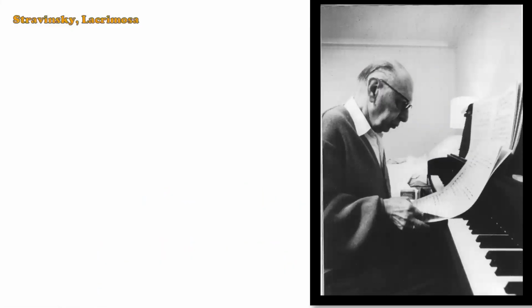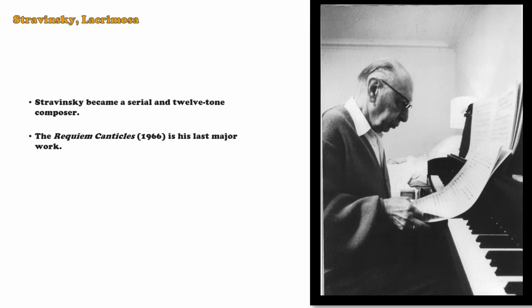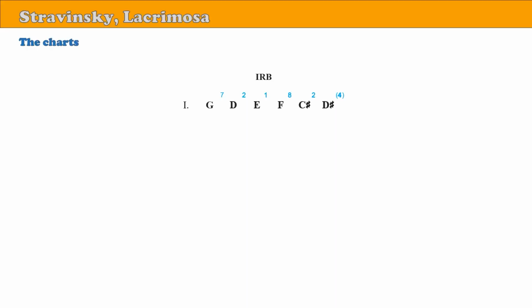In the final years of his long career, Stravinsky became a serial and 12-tone composer in his own distinctive way. The Requiem Canticles, an abbreviated Requiem Mass, is Stravinsky's last major work. Like all of the major works from this period, the Requiem Canticles is based on a fancy kind of chart called a rotational array. What is a rotational array?